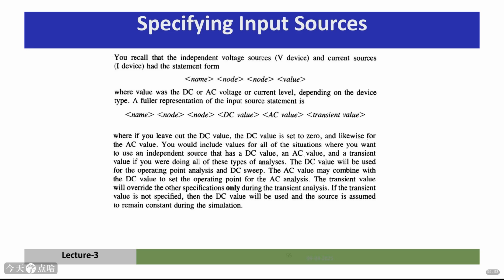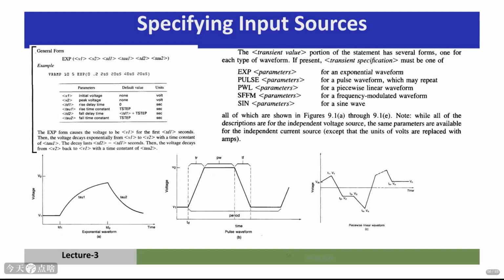If you don't specify a transient value, the source defaults to its DC value and is assumed constant during the transient simulation. This allows you to define complex waveforms for your inputs. The transient value can be a waveform description. Common forms include EXP for exponential waveforms, pulse for repeating pulses, PWL for piecewise linear waveforms, SFFM for frequency modulated signals, and SIN for sine waves.